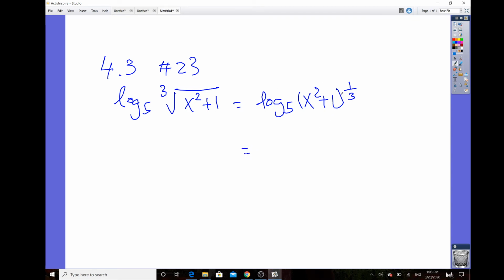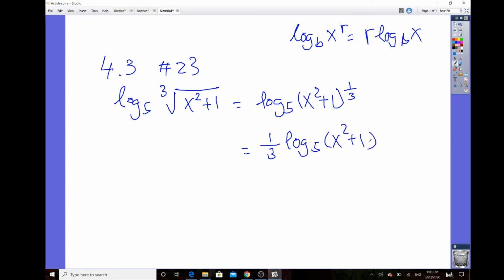And you may notice that we can use the power-to-coefficient property. The property is: log base b of x to the power of r is written as r times log base b of x. So bring down the power, so we got 1/3 log base 5 of x squared plus 1. Anything else that we can do at this moment? The quantity is a sum, so we can't expand it, unless this were a product. So nothing we can do at this moment, so we just leave it. So it's 1/3 log base 5 of x squared plus 1.